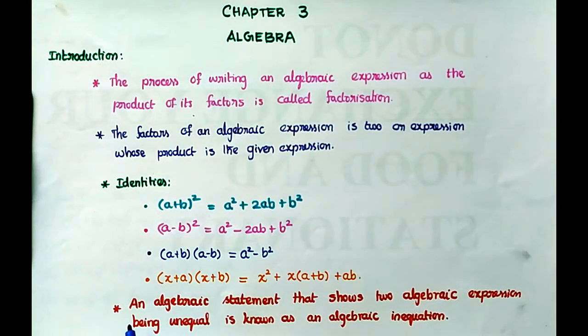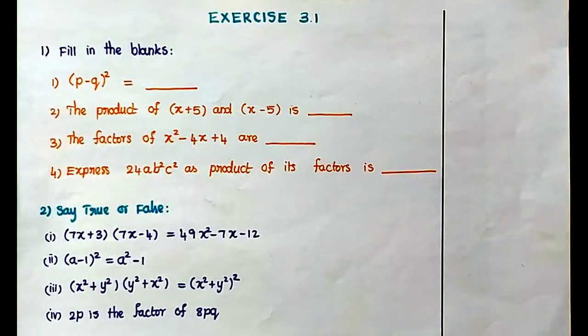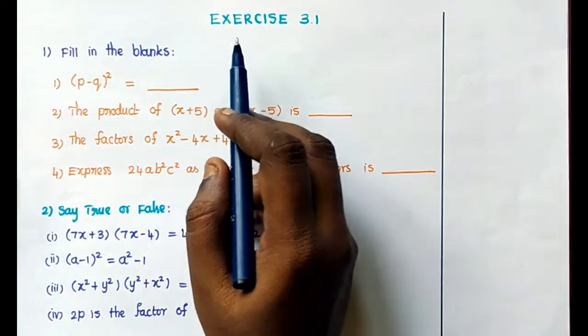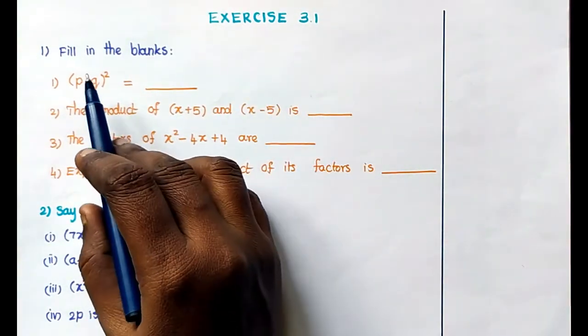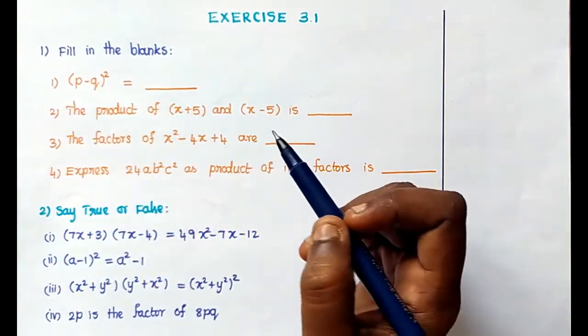Okay. Next one. An algebraic statement that shows two algebraic expressions being unequal is known as an algebraic inequation. Now, let us see the exercise sums. Look at this exercise 3.1. First one, fill in the blanks.